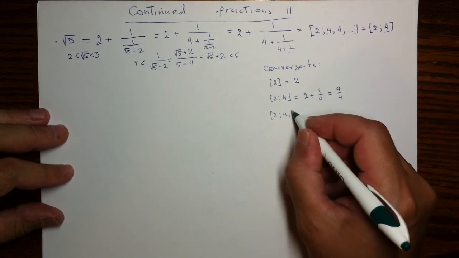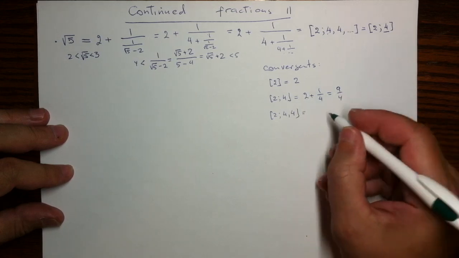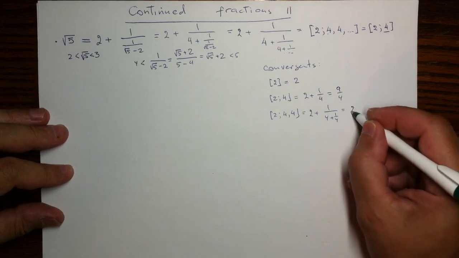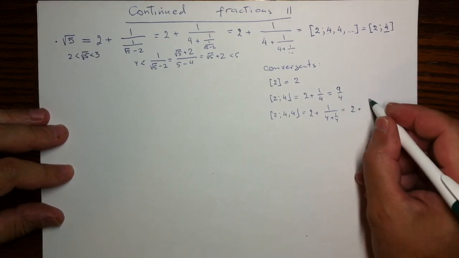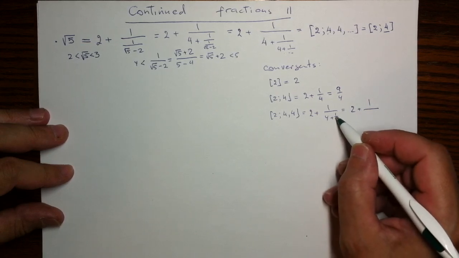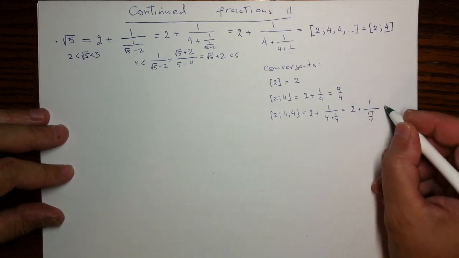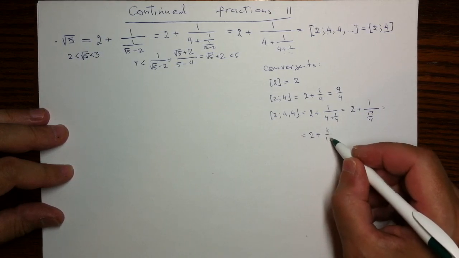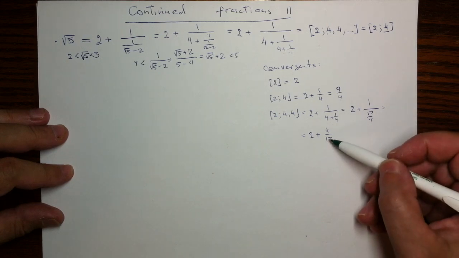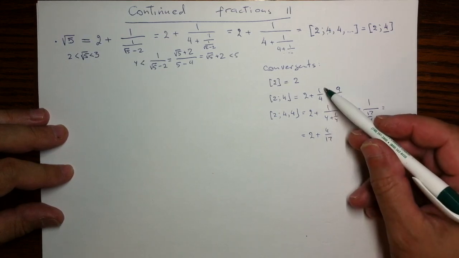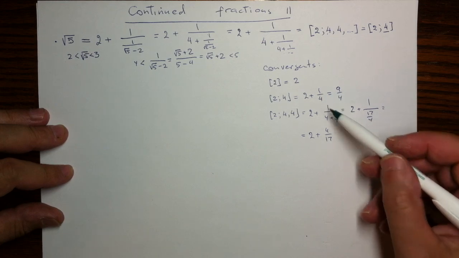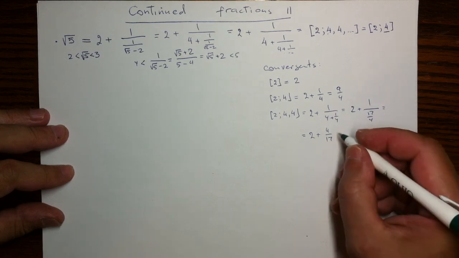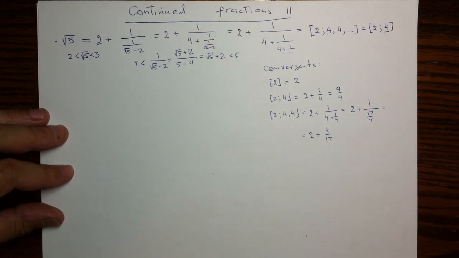The next one will be 2 plus 1 over 4 plus 1 over 4. And the first step is to simplify this. And that will be 16 over 4 and 1 over 4, 17 over 4. So that is the same as 2 plus 4 over 17. We're getting more precise with our approximations. Before we had 1 over 4, which is 4 over 16, and now we have 4 over 17. So a tiny, already minuscule decrease in the number.